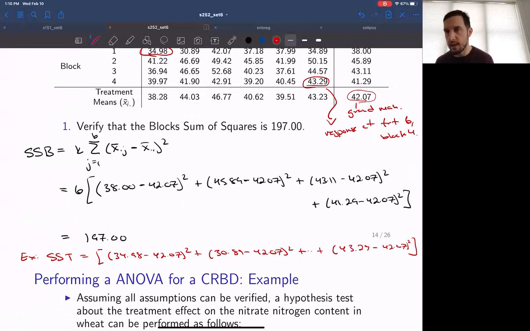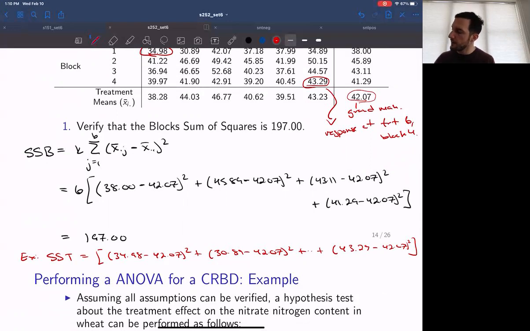And then to get the SSE, the easiest thing to do is just take the difference between the SS total and the SS block plus the SS treatment. Because using the formula for the SSE is a little bit more confusing because you have to consistently change the treatment and the block mean that you're working with.